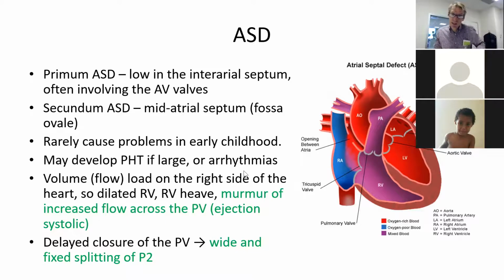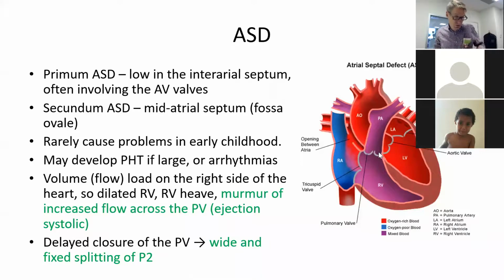And the murmur sounds like an ejection systolic murmur, and the murmur is not because of the blood flowing across the ASD. The murmur is because of the excessive blood going out the pulmonary valve. So if you have a large ASD where the blood is flowing from the left atrium to the right atrium and then the right ventricle and then out the pulmonary artery, then you've got much more blood going out the pulmonary artery, and that gives you the murmur, all right? And because you've got more blood going out the pulmonary artery, you have a delay in the closure of the pulmonary valve, and that leads to what we call a wide and fixed splitting of the pulmonary second sound.